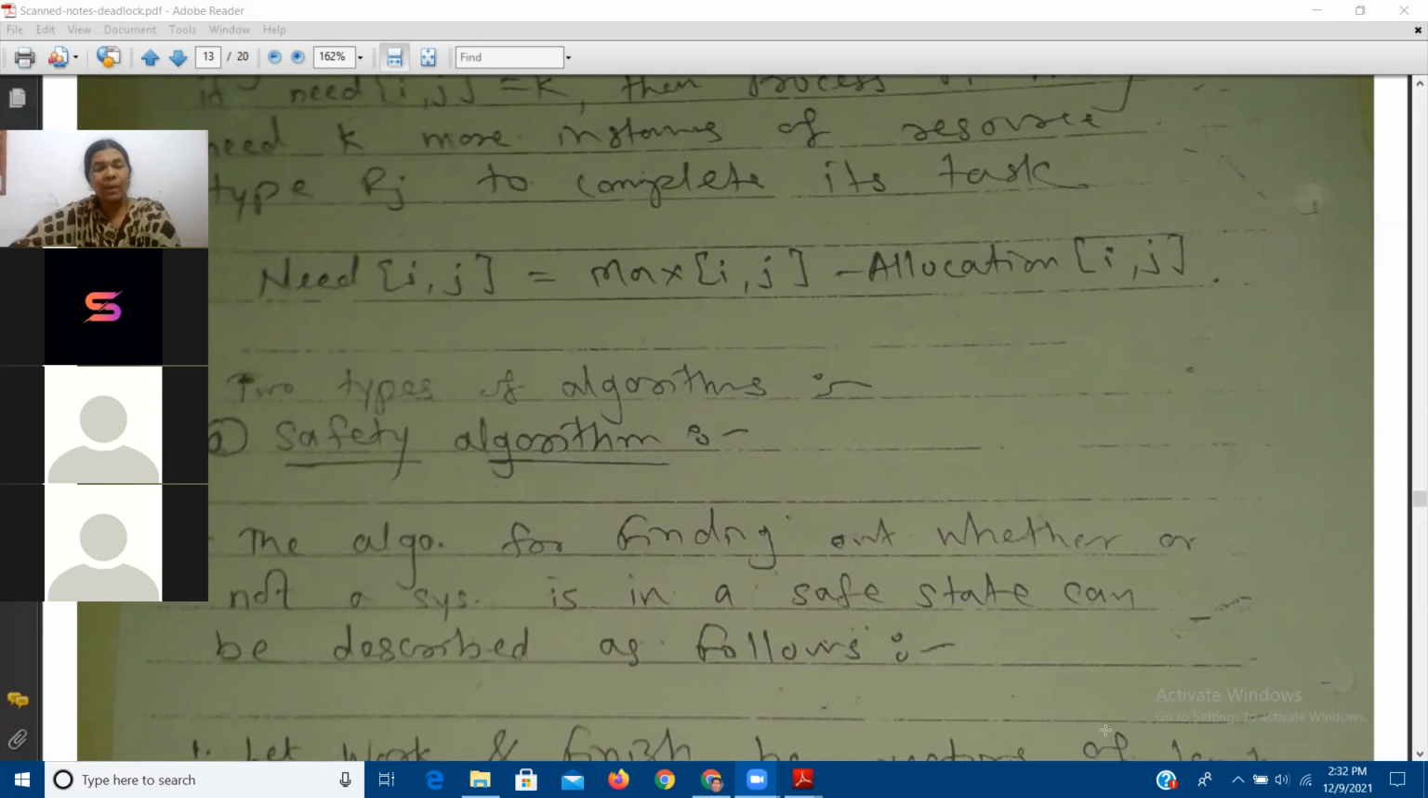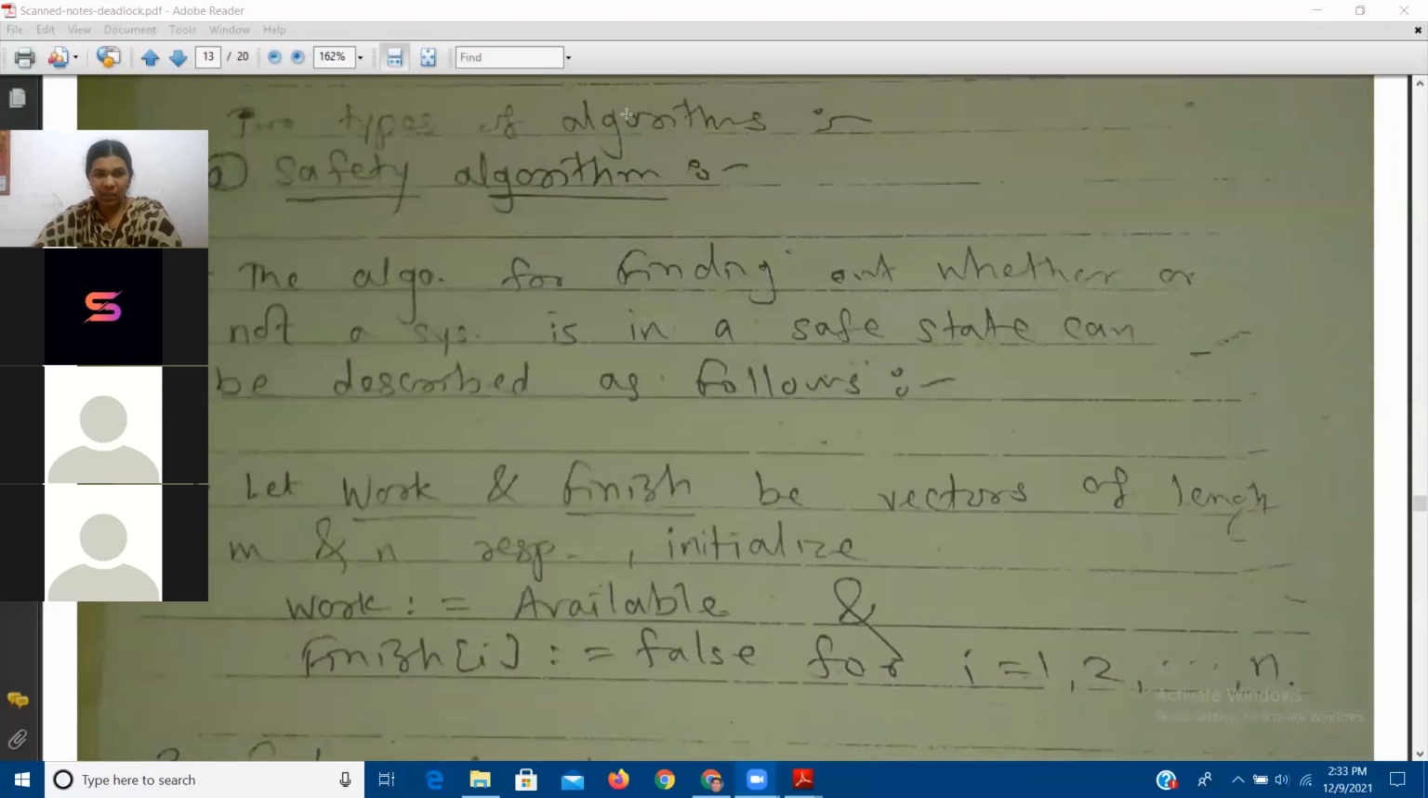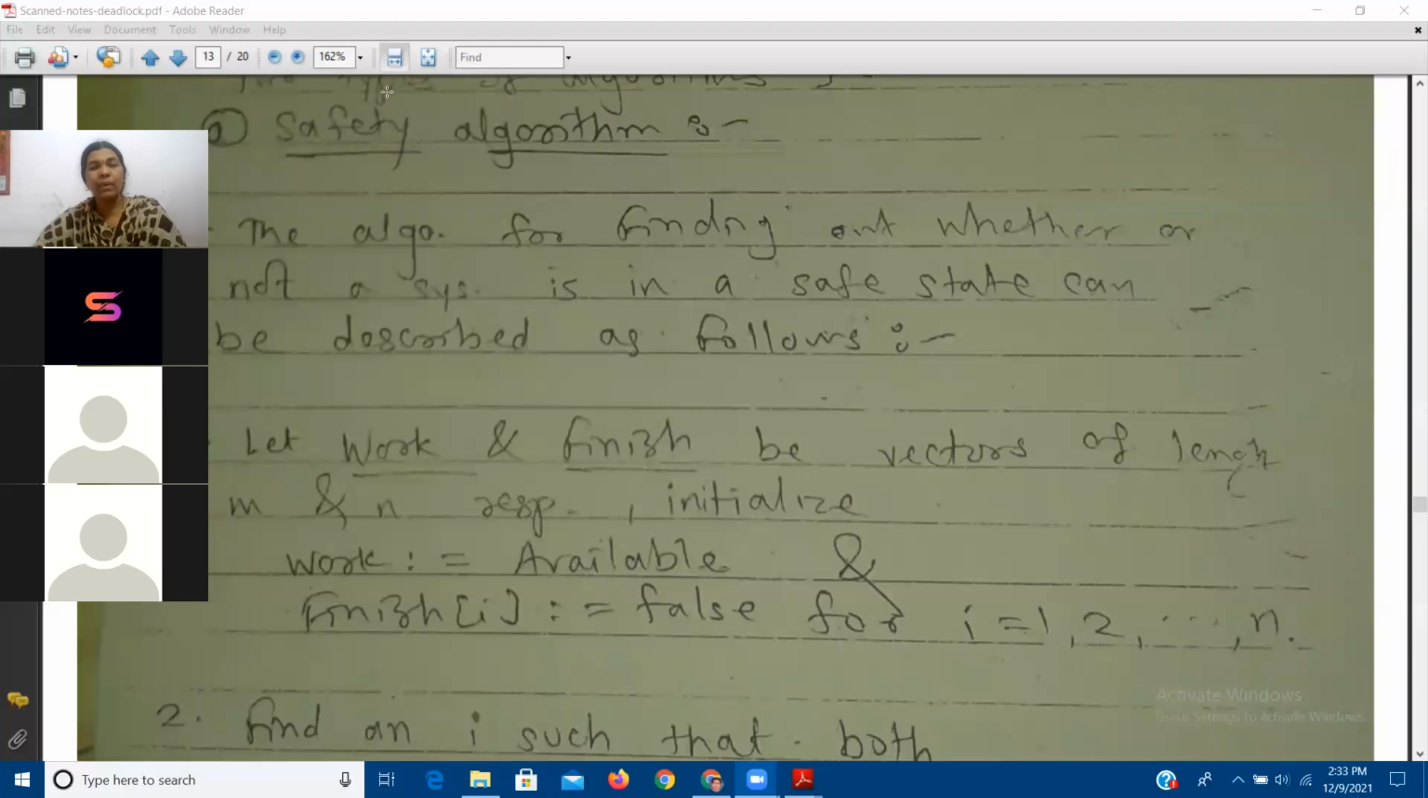So the safety algorithm determines the safe state. It is the algorithm for finding whether or not a system is in a safe state. With the help of this algorithm, we are determining whether the system is in a safe state or in an unsafe state. Okay, in turn we are determining the safe sequence and unsafe sequence. So this is the safety algorithm. It is a 4-step algorithm.